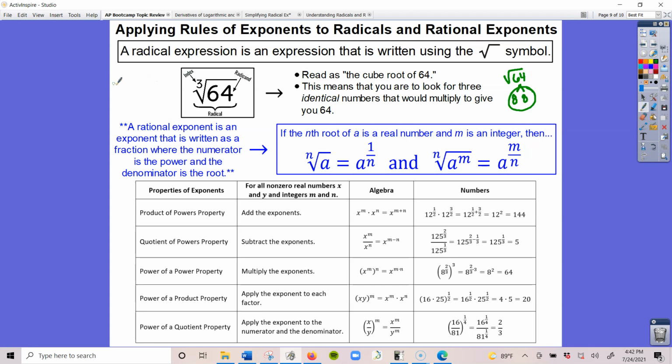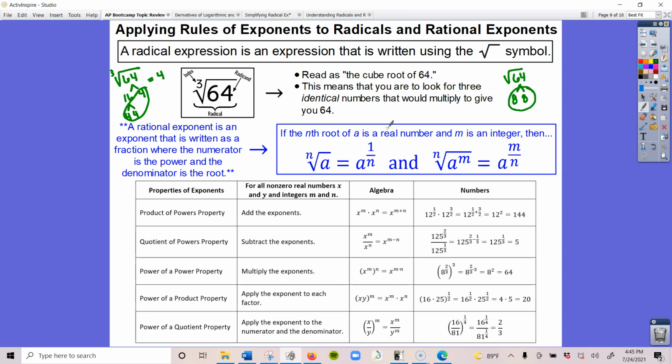So let's say I wanted to find the cube root of 64. That means I'm looking for 3 identical numbers that would multiply to give me 64. Now I'm not going to use 8 and 8, just because that's the square root, and you can, but to make it a little bit easier for you to see, 64 can also be broken down to 16 and 4. And then 16 can be broken down to 4 and 4. See, here are my 3 identical numbers. So the cube root of 64 is equal to 4.